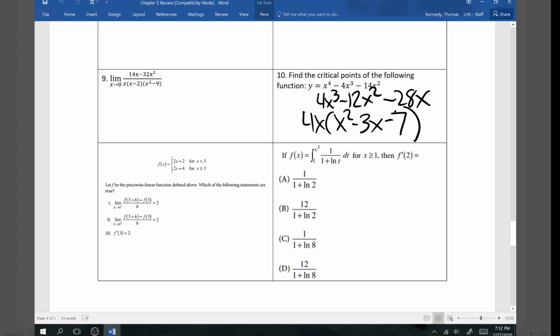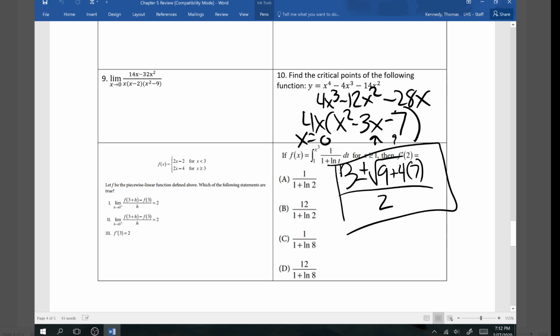Still feels bad. So the critical points are x equals 0 and... Oh, 7's prime. That's lame. So what we have to do is x is equal to negative b plus or minus the square root of b squared minus 4ac all over 2a, like that. And these are the other two critical points. So what is that? 3 plus root 37 over 2 and 3 minus root 37 over 2?